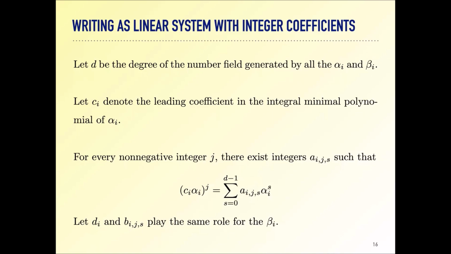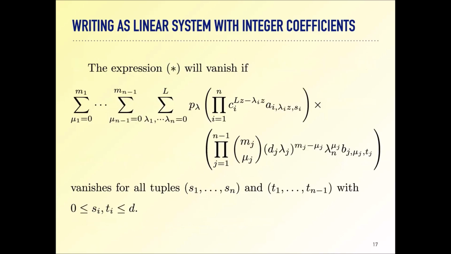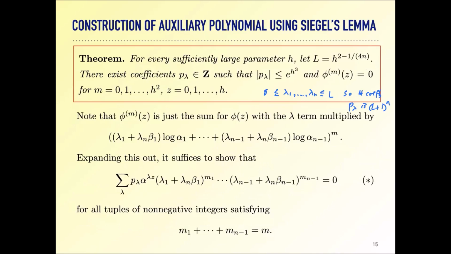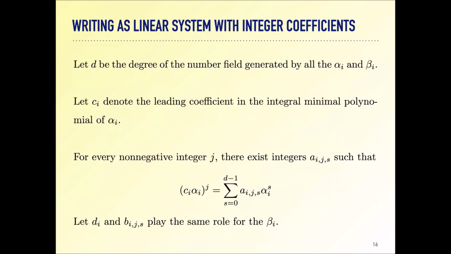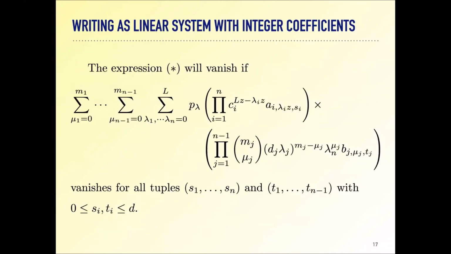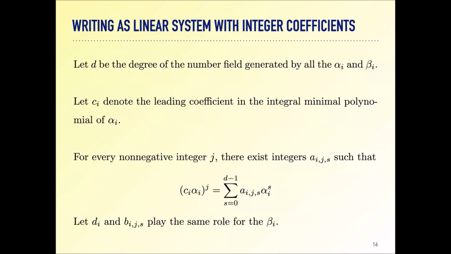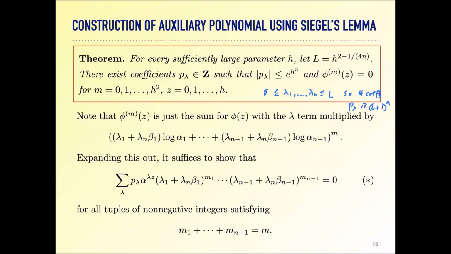Okay. So now the expression star is the expression that I wanted two slides ago. This is expression star, where everything's algebraic now, right? These are integers, these are all algebraic. So everything is algebraic. Okay. So it will vanish. So let me go back, I'll just tell you what I'm doing. I'm going to expand this out with the binomial theorem, and then multiply all the terms together.